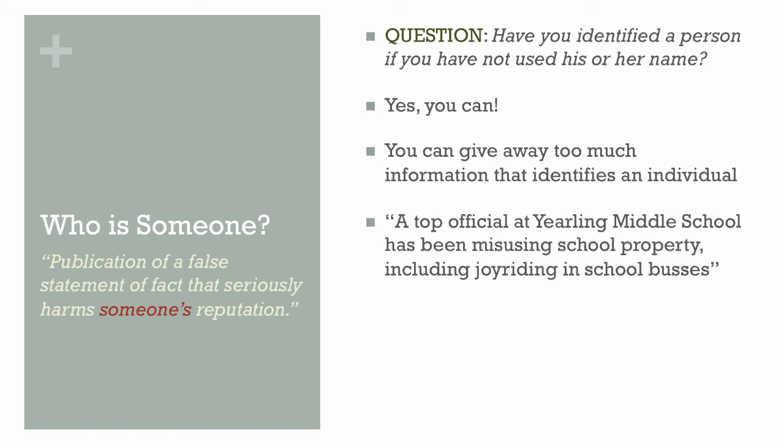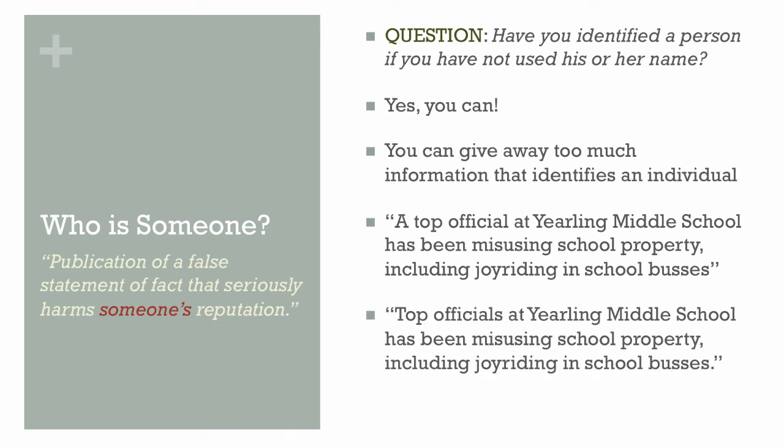An example would be: a top official at Yearling Middle School has been misusing school property, including joyriding in school buses. I spelled buses wrong. You can spell buses either way, but when you spell it with two S's, it actually means kisses. Isn't that funny? Anyhow, we say a top official and we think, oh, we haven't identified them by name, but we really have, because it's a middle school. How many top officials are there? When you say top official, you think the principal or one of three vice principals. So what if we spread it around? What if we say top officials at Yearling Middle School have been misusing school property?